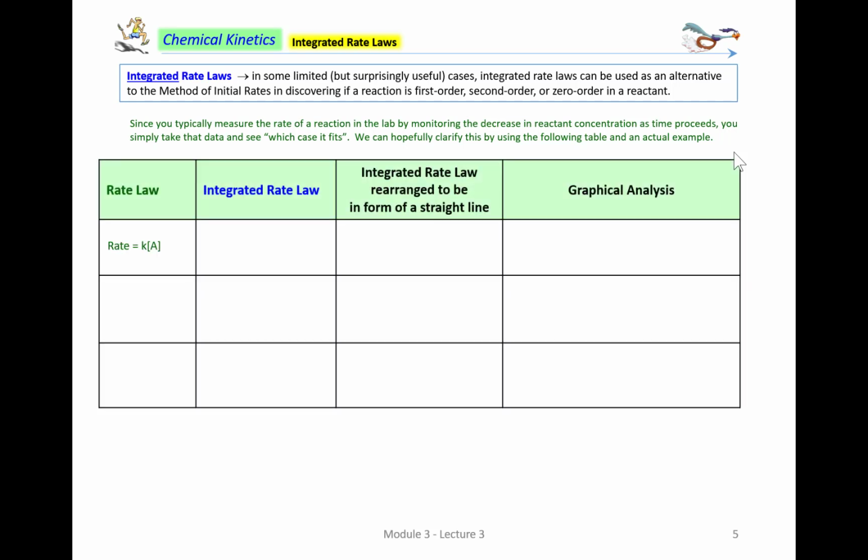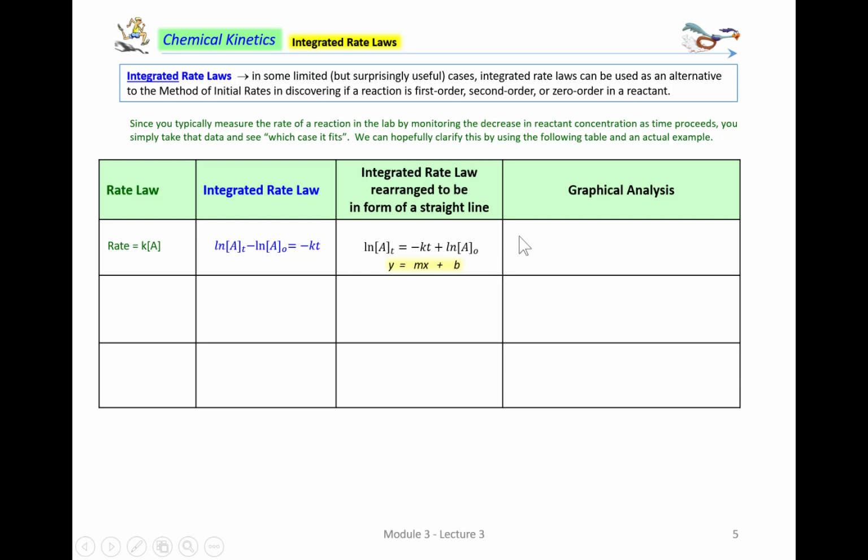If a rate law is truly first order, the integrated rate law is this. We've established that before. Now, if I take that integrated rate law and rearrange it so that it's in the form of a straight line, you say, okay, why is this in the form of a straight line? Well, I'll put the equation of a straight line right underneath it, and you can see that it is. Y equals mx plus b, where y is the ln of A at t, m, the slope, is minus k, x is time, and the y-intercept is the natural log of A0.